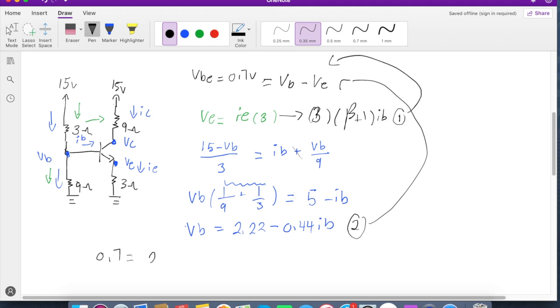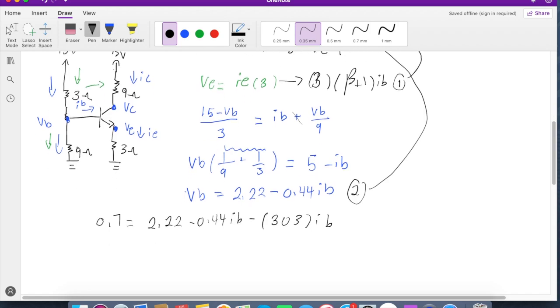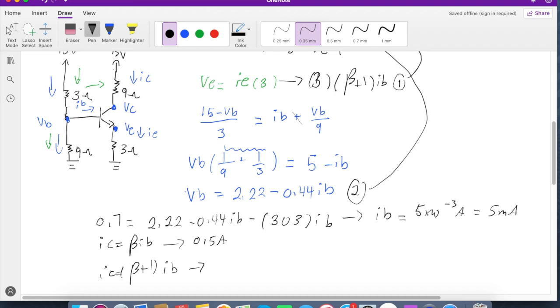So we see that 0.7 equals 2.22 minus 0.44 IB minus VE, which is going to be negative 303 IB, because remember, beta plus 1 is going to be equal to 101 since beta is 100. So using this equation to solve for IB, we can simply see that IB is equal to 5 times 10 to the negative 3 amps, or 5 milliamps. So now that we have IB, we can easily find IC and IE. IC is simply beta IB, and IE will be beta plus 1 IB. So once we multiply IB by 100, we get 0.5 amps. And once we multiply 5 milliamps by 101, we get 0.505 amps. So here we have the current in the base, the current in the collector, and the current in the emitter.